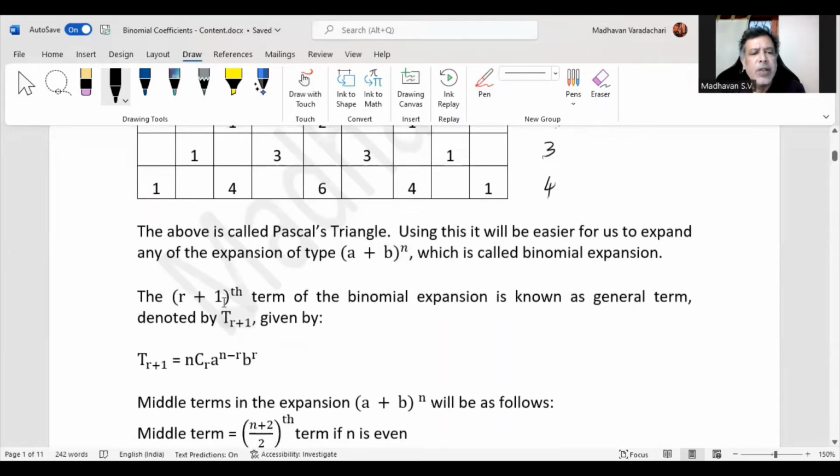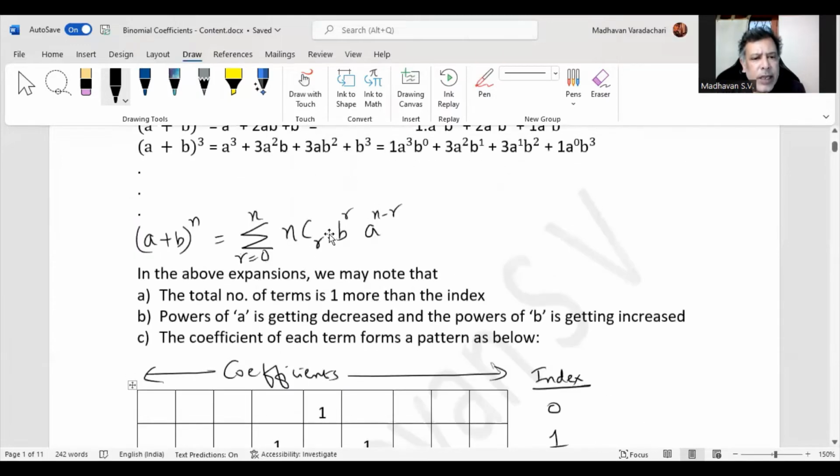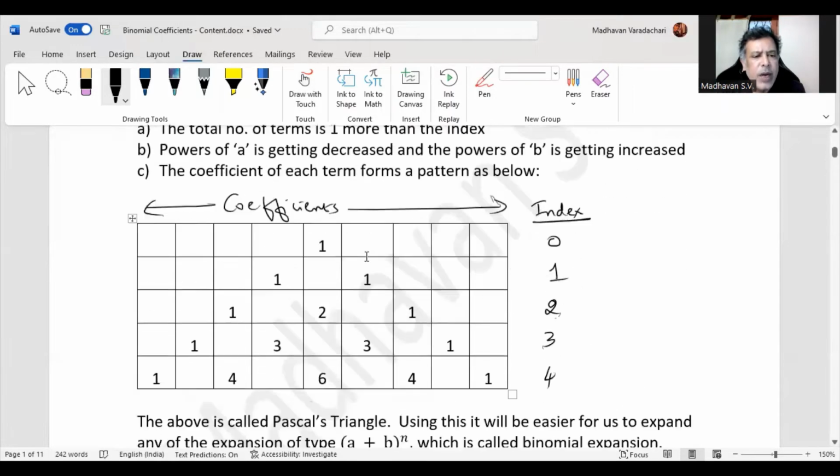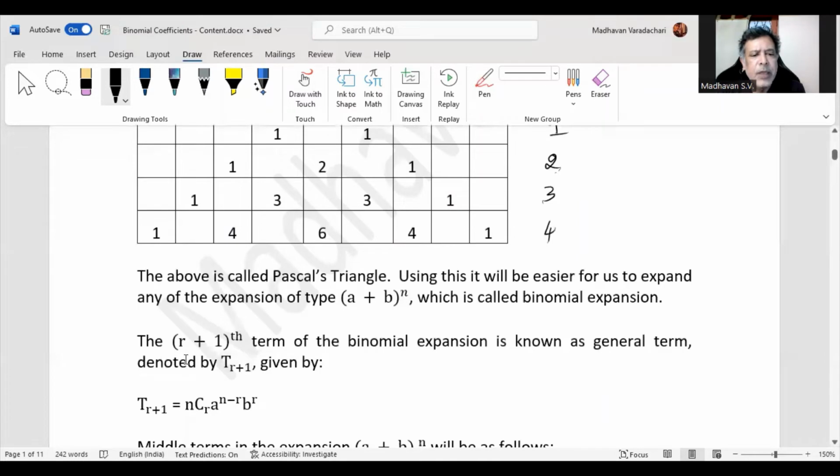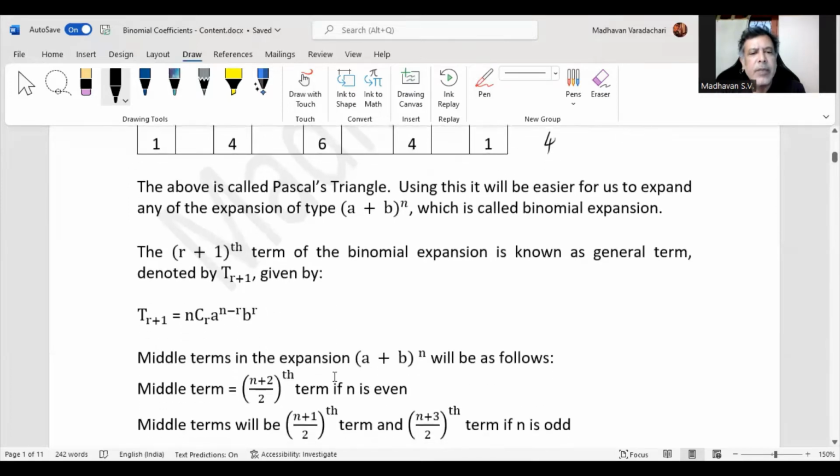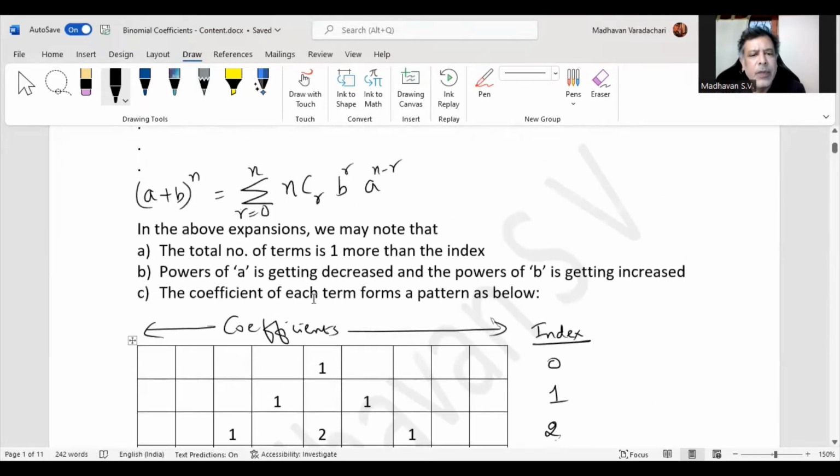Now, the (r+1)th term, whatever I wrote inside the summation, is the (r+1)th term. The (r+1)th term of a binomial expansion is known as the general term, denoted by T subscript r+1, given by T(r+1) equal to nCr, a to the power of n minus r, b power r. Same thing I wrote here, right?